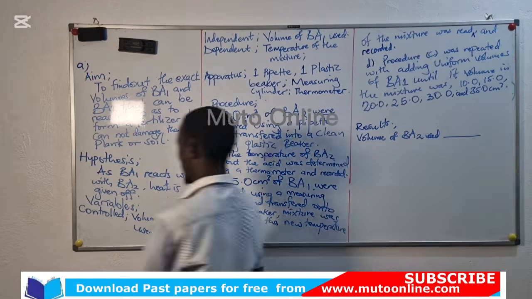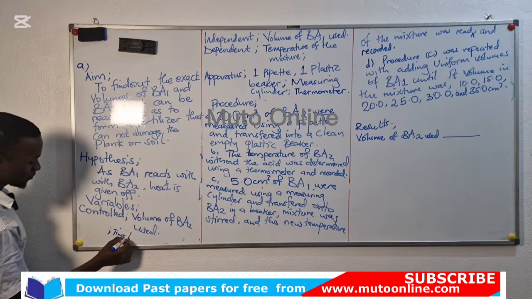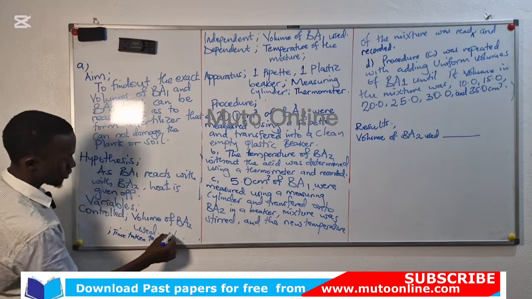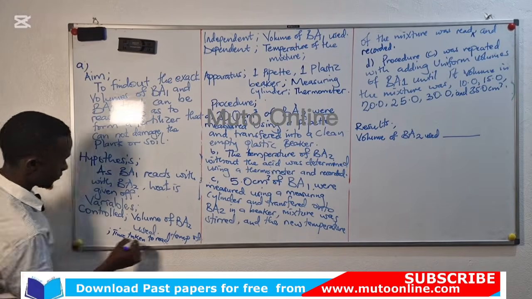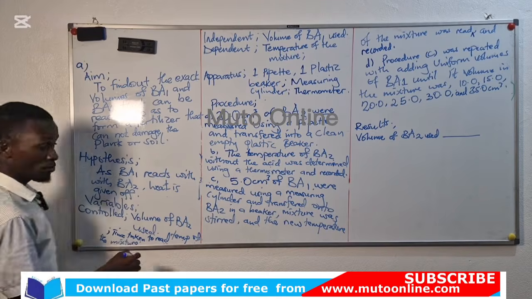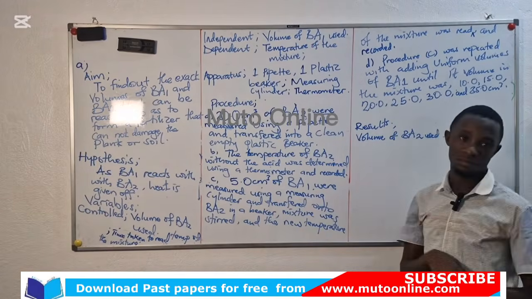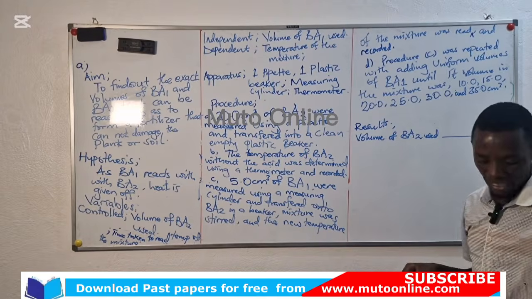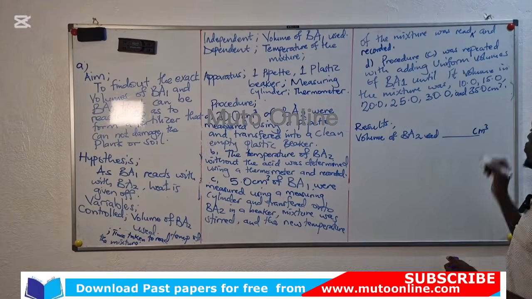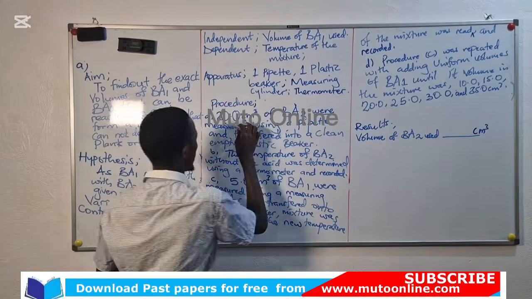So we can add still temperature, time taken to read temperature of the mixture. We may make it a controlled variable, not to make it a factor. So that will lead us to results, and among the results, we shall be having the volume of BA2 used. We have it. From here, I decided to use 20 cubic centimeters.